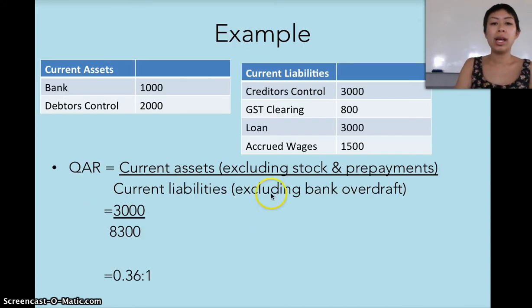Looking back to the formula and linking to what we were talking about before, the availability of cash, we exclude stock and prepayments simply because it is difficult to liquidate these items.